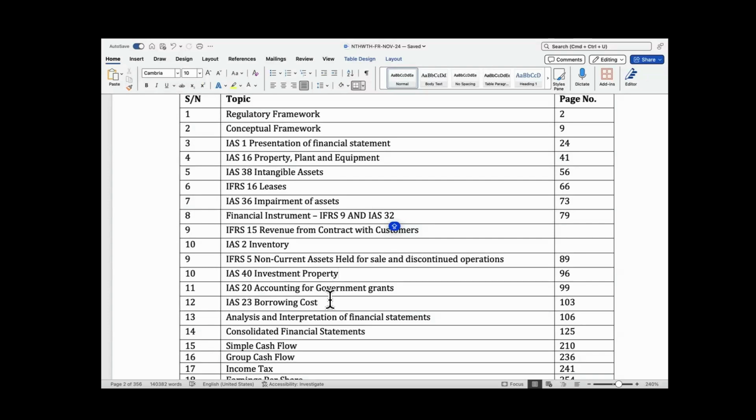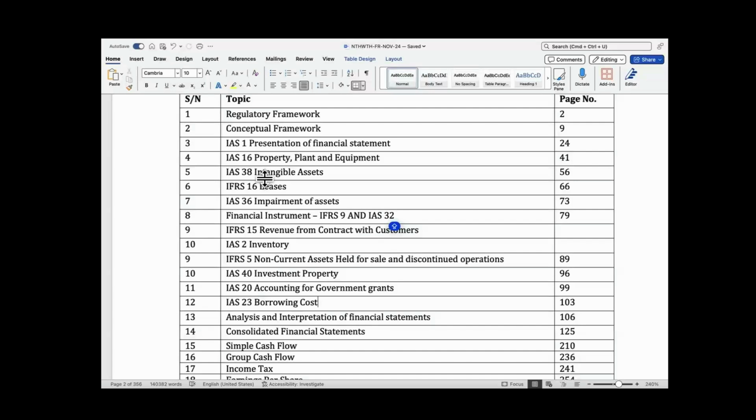Then IS23 on borrowing cost. Now, you will see that this standard I've just mentioned will take us well above 2 months. In fact, that's what we're going to spend most of our time teaching you how to do. And that is because, as I mentioned earlier, the core of financial reporting is you learning and knowing how to prepare and present financial statements.